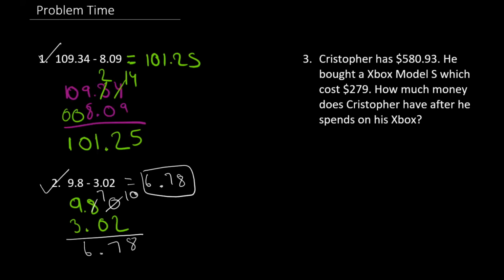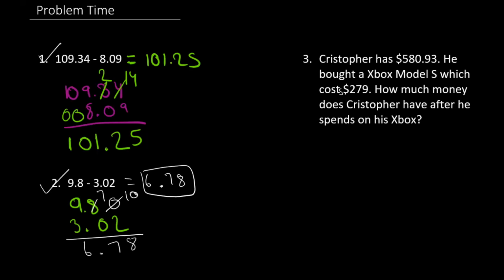Now let's do the third question. It's a word problem. It says Christopher has $580.93. He bought an Xbox Series S, which costs $279. How much money does Christopher have after he spends his money on his Xbox? So we know that this is a subtraction problem because it's basically asking how much money does he have left once he spends his money on his Xbox. So that's basically subtraction. Okay?